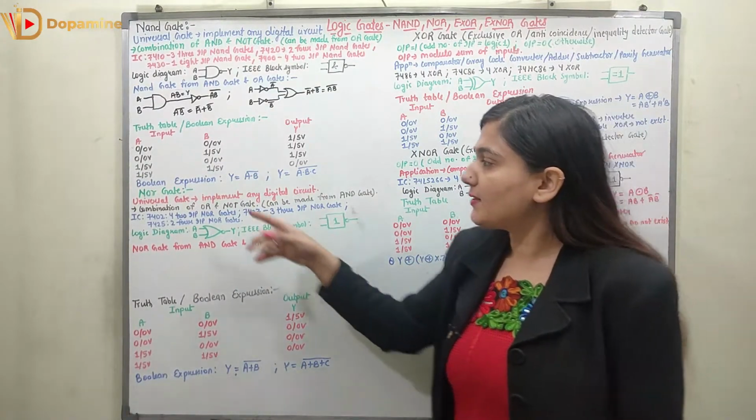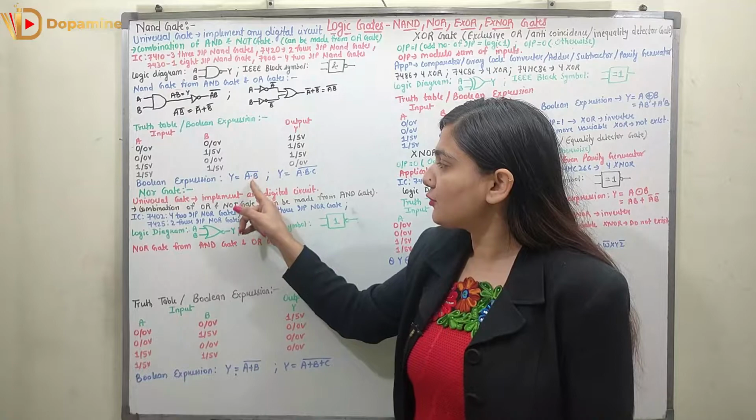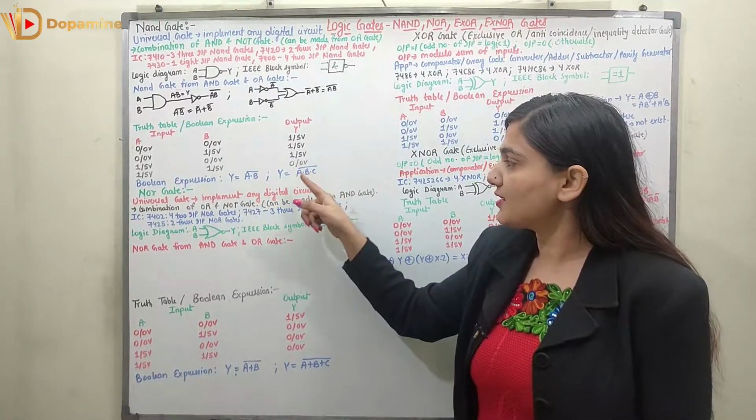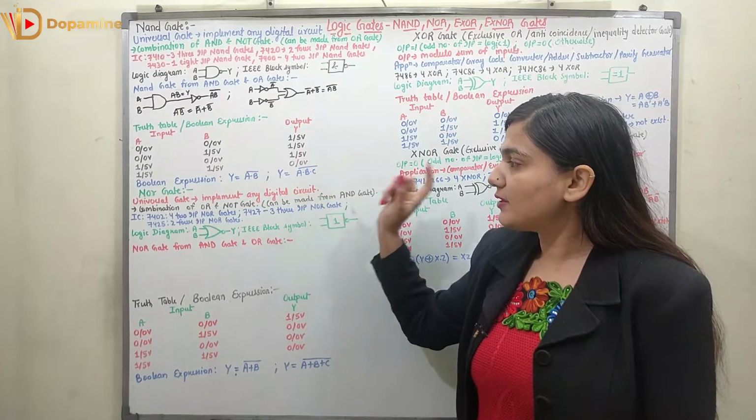So I can represent the Boolean expression as Y is equal to AB whole bar. If I have 3 inputs, I can represent the Boolean expression as Y equal to ABC whole bar.